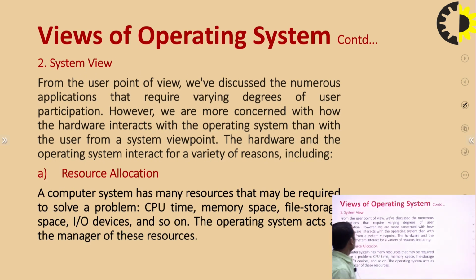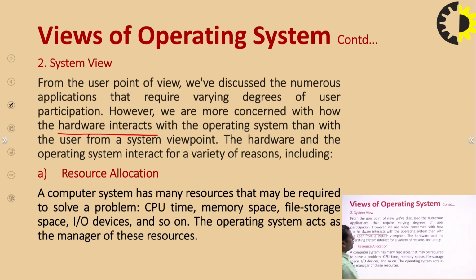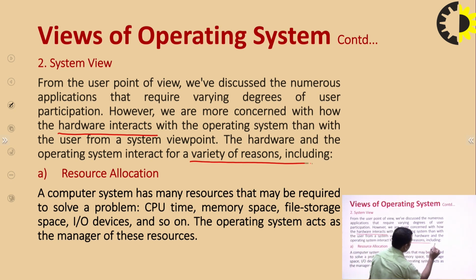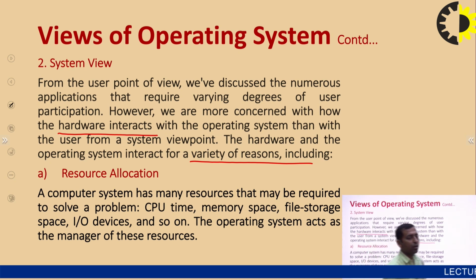Now, system view. From the user viewpoint, we have discussed numerous applications that require various degrees of user participation, but here there is no participation of the user. However, we are more concerned with how the hardware interacts. This is the main point with the operating system, and then with the user from the system viewpoint. The hardware and the operating system interact for a variety of reasons. Why? Because without interaction with the hardware, our task will not be performed. The ultimate task will be done by the hardware.